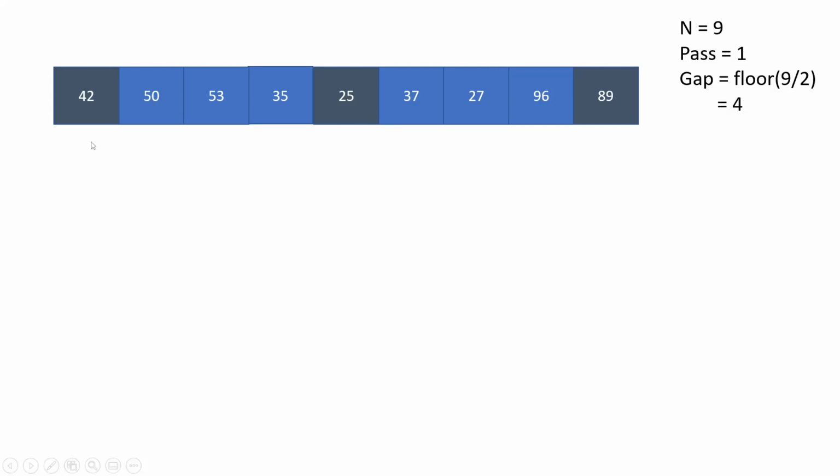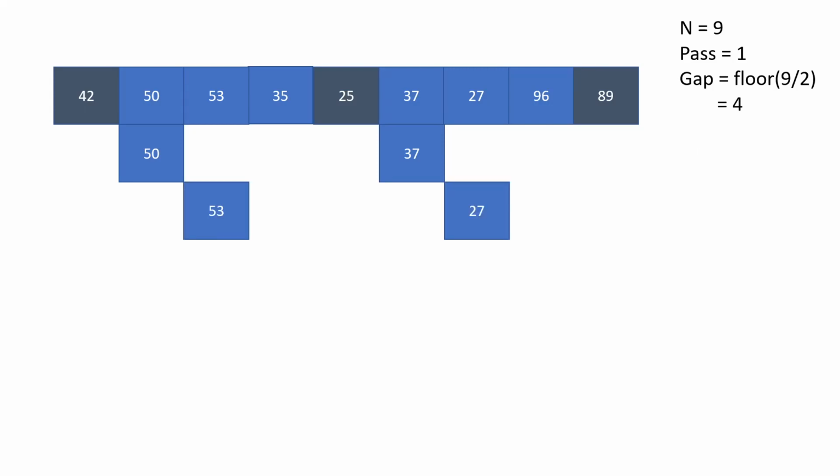So first we'll compare 42 and 25 since they are 4 numbers away from each other, or 4 elements away from each other. So we're sorting in descending order. So the biggest number will be in front and the smallest number will be behind. So we'll compare 42 and 25. 42 is bigger, so nothing will change. Next, 50 and 37. 50 is bigger, so nothing will change. And we are comparing 50 and 37 because they are 4 elements away from each other.